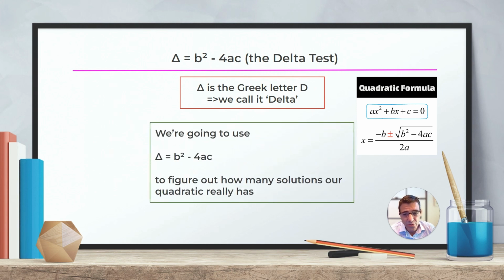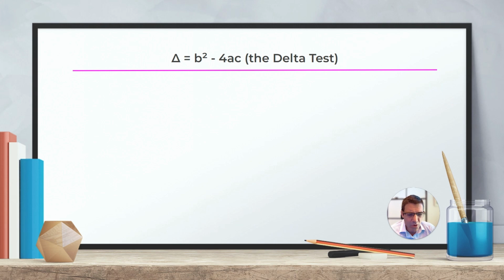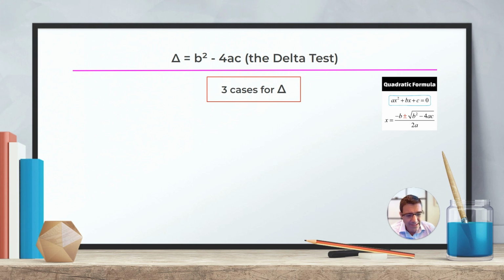And we're going to use it, and we're going to say delta equals b squared minus 4ac to figure out how many solutions our quadratic really has. So let's explore b squared minus 4ac here. So we'll put the quadratic formula up above on the right. So we have 3 cases for delta. If you think about it, a value can either be negative, or it can be positive, or it can be equal to 0. And this is going to happen with b squared minus 4ac.